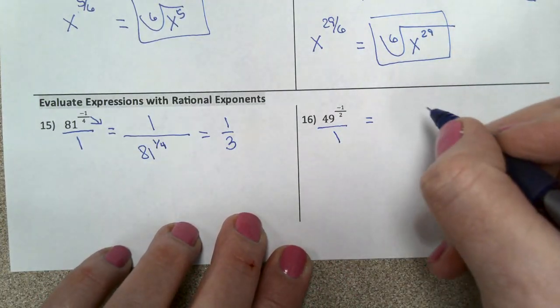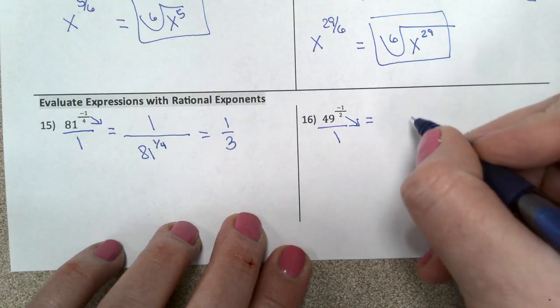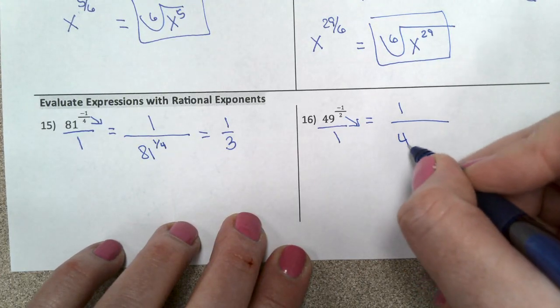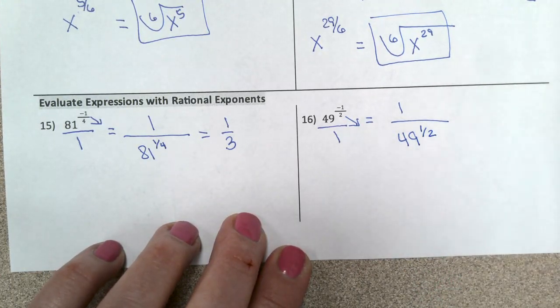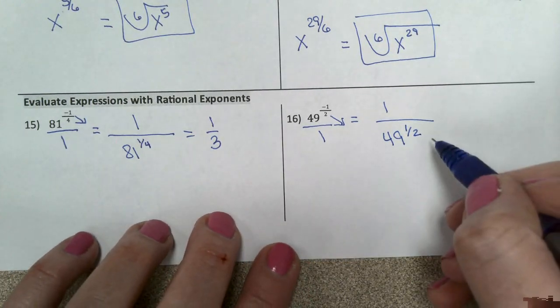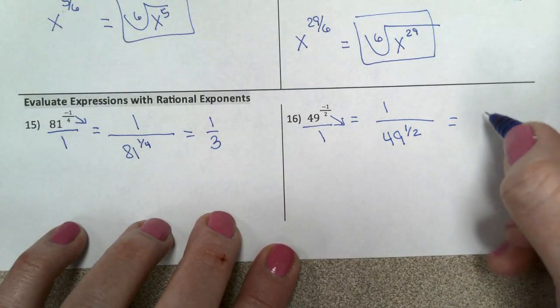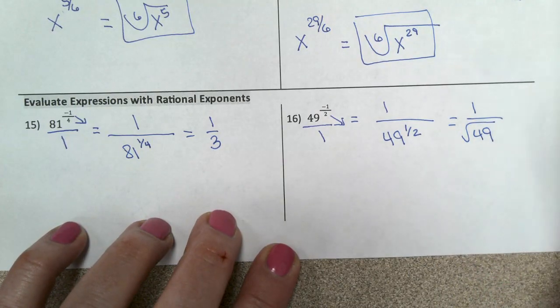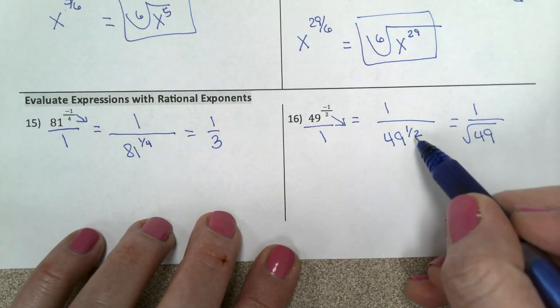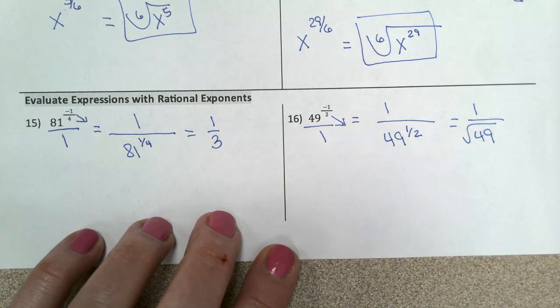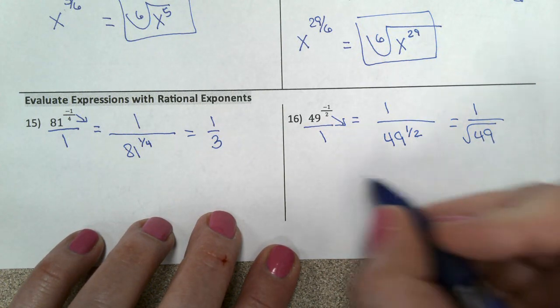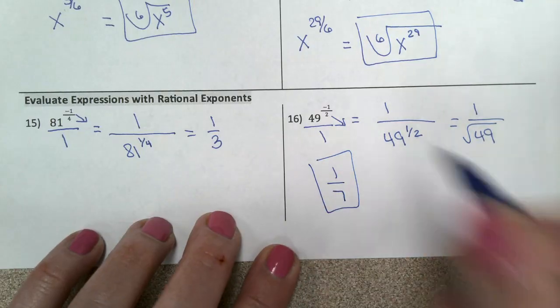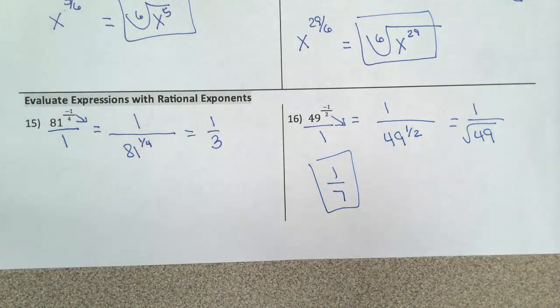That is implied to be over 1, so I'm going to send that to the denominator. So I have 1 over 49 to the 1/2. If I change this into radical form, that would be the square root of 49. If you have a denominator of 2, sometimes I just change it into radical form because then it becomes mental math, and I know that that is 7.